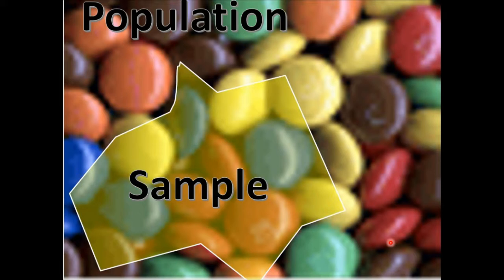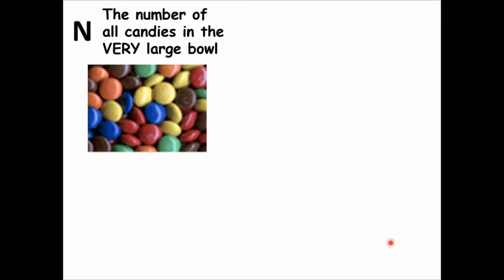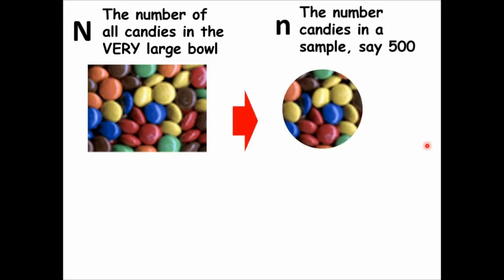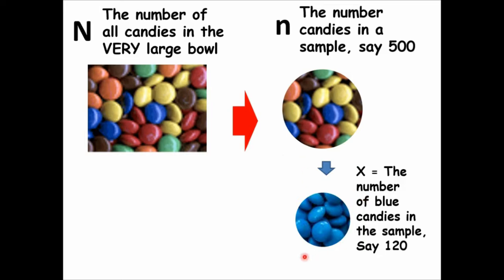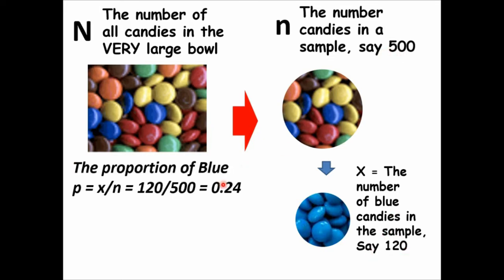So here is our population, and we take a sample from this population, say of 500 candies, and we count the number of blue candies in the sample, and suppose we found that the number of blue candies is only 120. So that means we can calculate the proportion of blue candies in the sample. That is by dividing the 120 over the 500. So 120 over 500 is giving us 0.24, or we can say that the proportion of blue candies in the population of different colored candies is 0.24, or about 24% of the candies are blue.